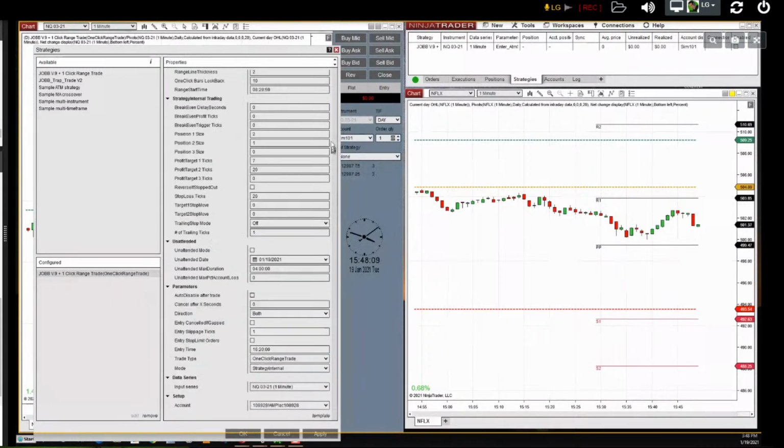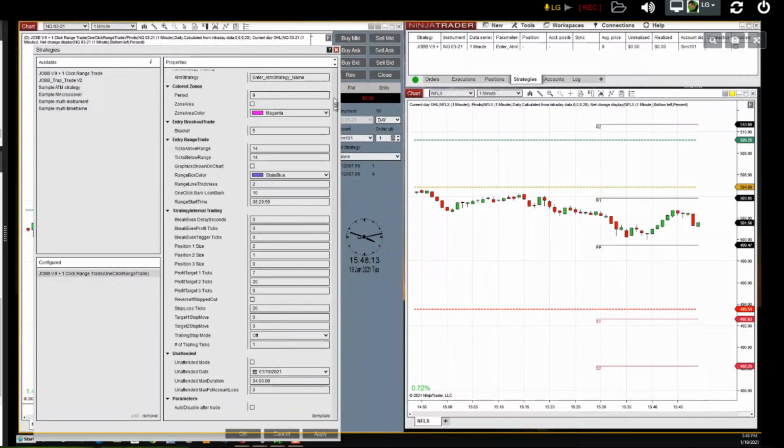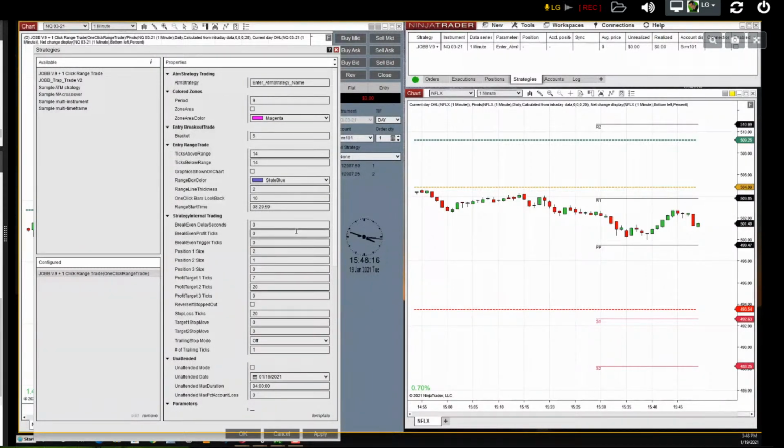Then the other struggle, decision-wise, is, do you trail? Do you want to trail? It's very easy to trail. If you want to trail, you just turn it on. And that would trail from the moment you get positive in a trade, 1 tick at a time, because I have number of trailing ticks set to 1. If I want to do 2 ticks at a time, I set that to 2. But I would prefer to trail. I think I prefer to trail immediately.